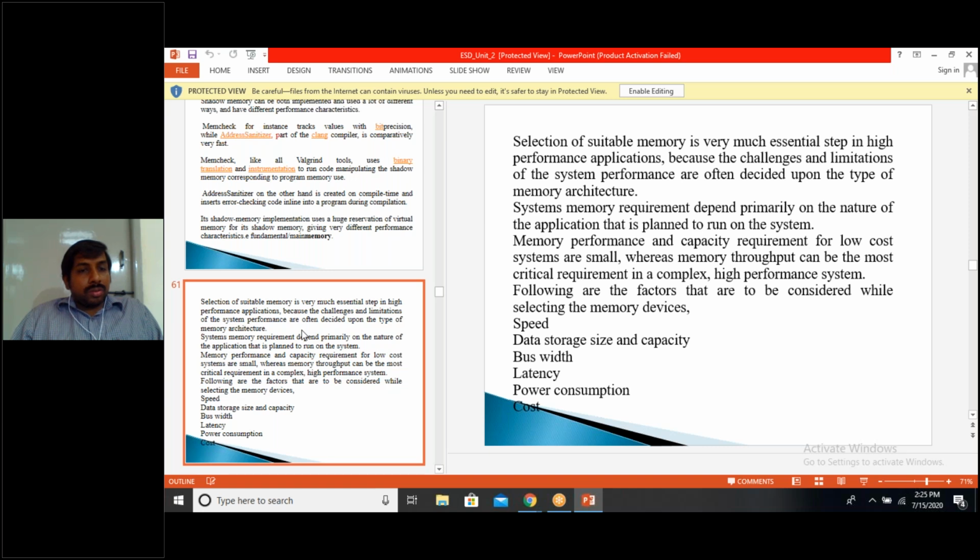Memory selection. How you select a memory depends on the microcontroller, but still some parameters are considered, such as speed, data storage, size and capacity, bus width, latency, power consumption, and cost.